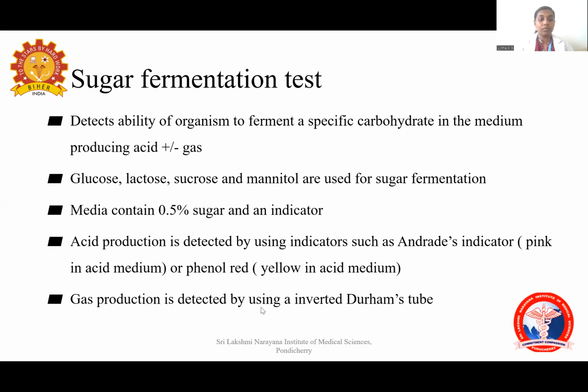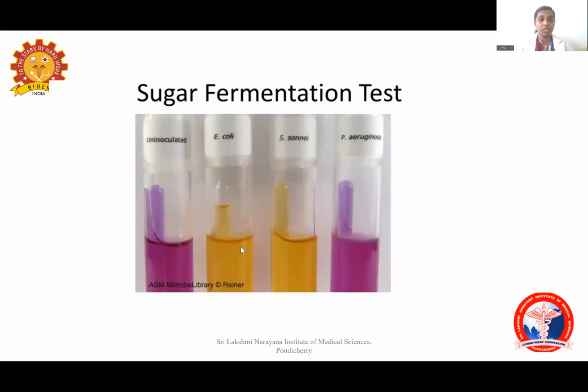Gas production is detected by using an inverted Durham's tube. You can see here the test tubes in which we are taking the media, and one small tube is put inside the main tube in an inverted position. Here you can see the media has risen only till this area. Here there is gas production. It is detected by using an inverted Durham's tube. So this is the gas production.